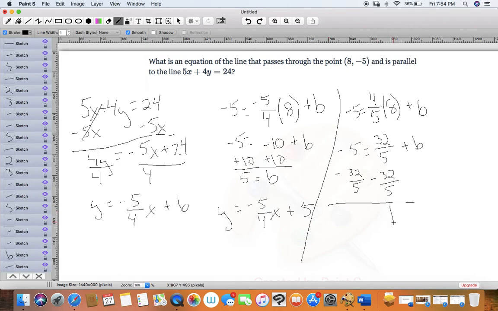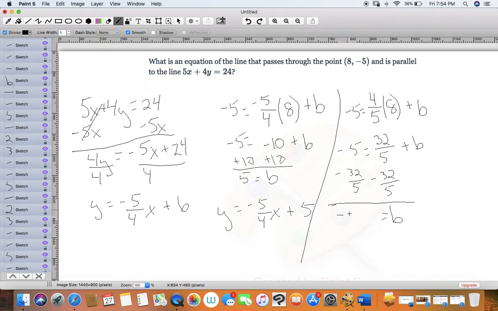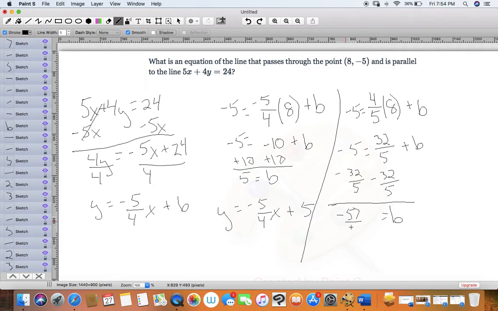And I'm going to have to plug that in my calculator. Negative 5 minus 32/5. Not nice. Negative 57/5. So I don't think they would give you one that has an answer like that. Negative 57 fifths.